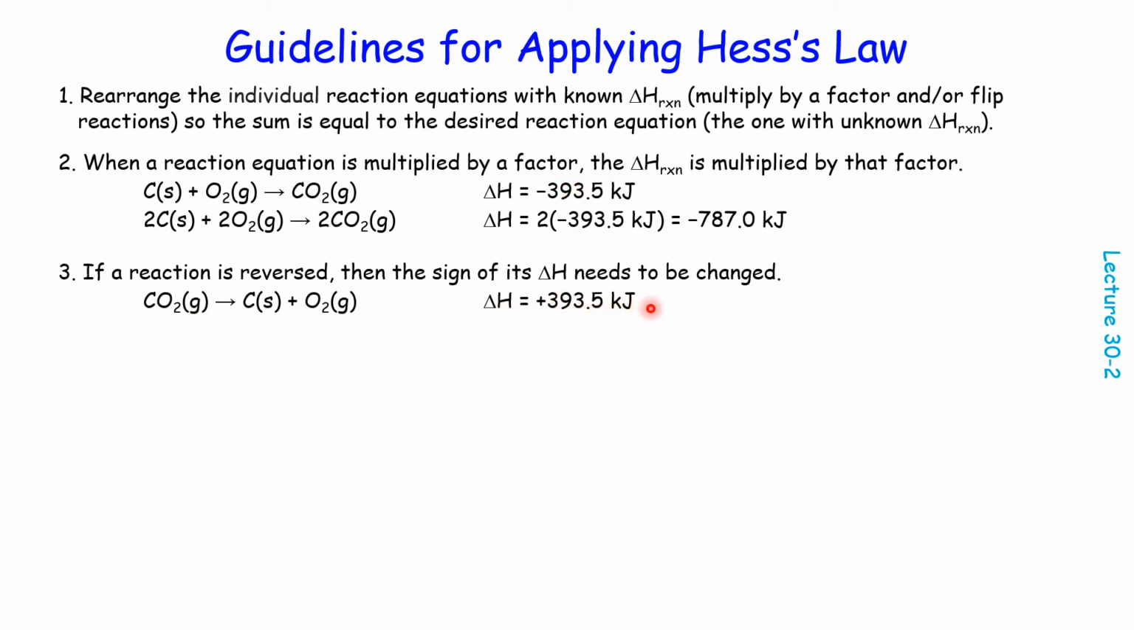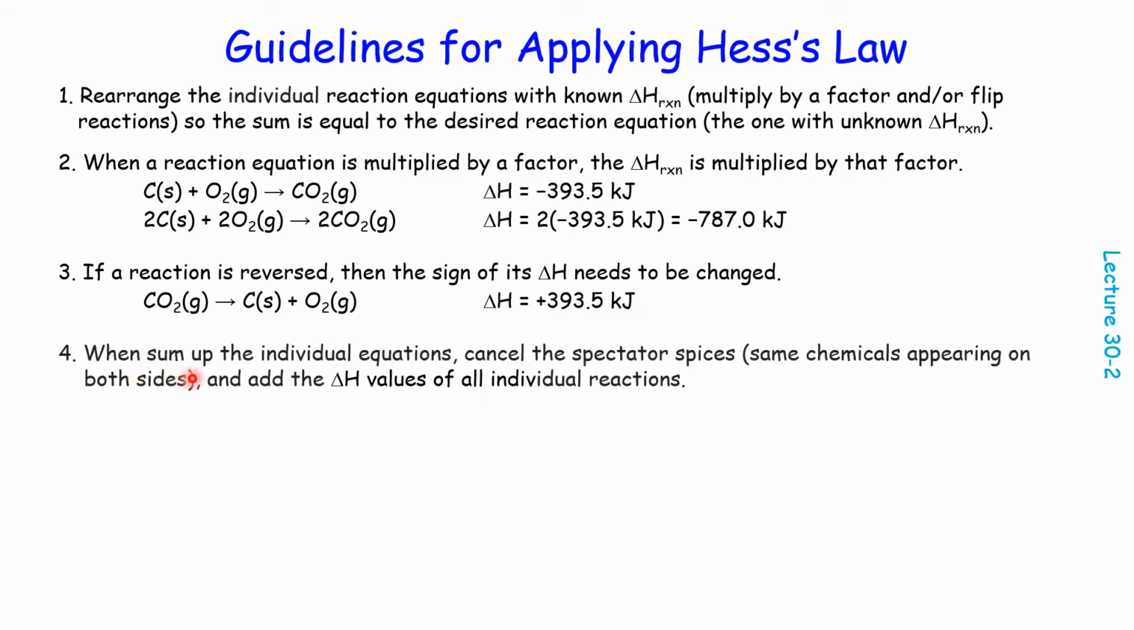When you sum up the individual equations, make sure you cancel the spectator species, like what I just did in the previous slide, canceling the Y's. And most importantly, you have to add the delta H values of all of those individual reactions.